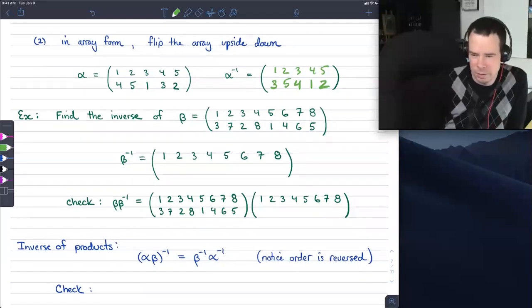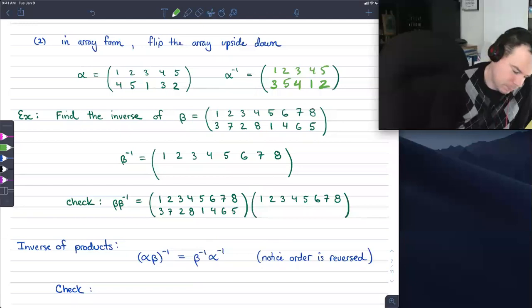So here's another example, find the inverse of this beta. So again, I like to start in the second row and just read up. So 1 goes to 5, 2 to 3, 3 in the second row goes to 1 in the top row, 4 in the second row goes to 6, 5 in the second row goes to 8, 6 in the second row goes to 7, 7 in the second row goes to 2, and 8 in the second row goes to 4.